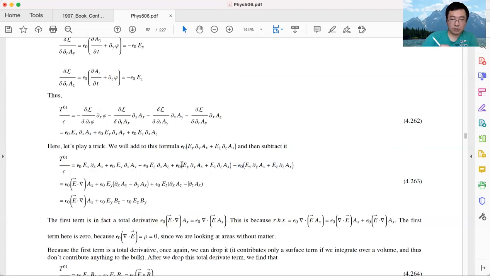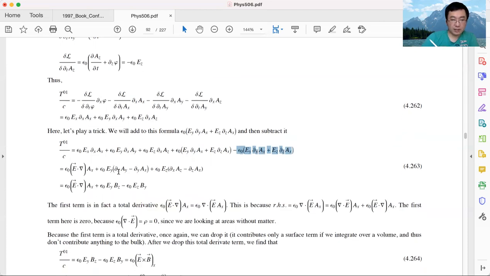The reason I want to do that is because after I add this term and subtract the same thing, I can massage the formula a little bit. So I can massage the formula as the following. First of all, I can count: 1, 2, 3, 4, 5, 6, 7. So now we have 7 terms.